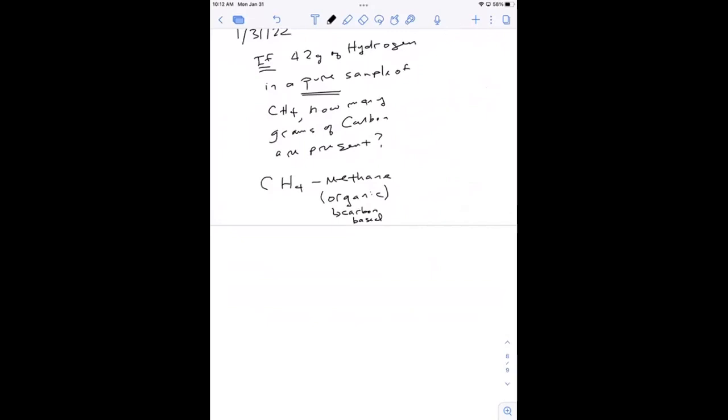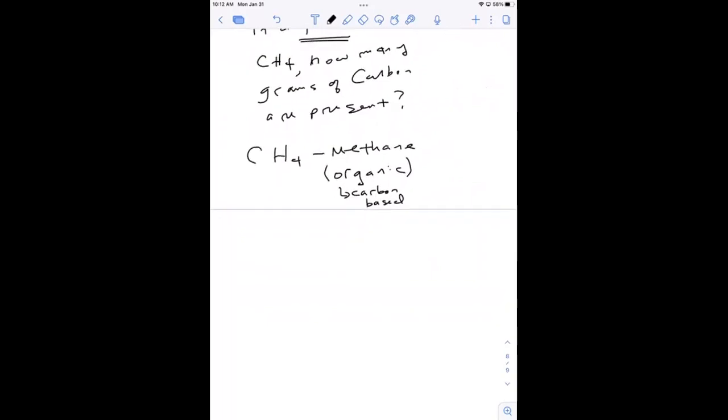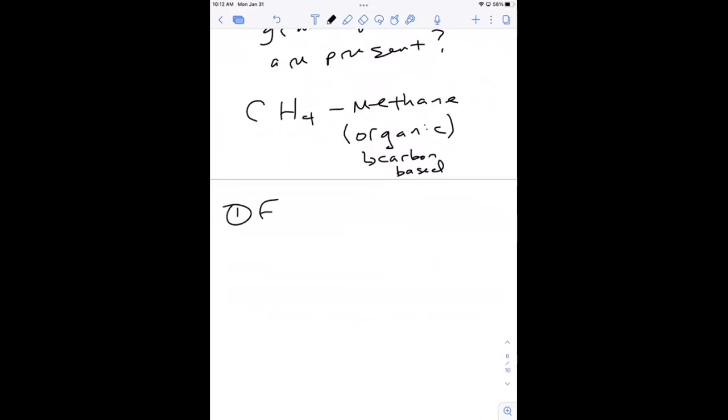So the key, number one, with these constant composition problems, is to find the periodic ratio from the periodic table. That ratio is what we use to interconvert between the atoms that make up a particular compound to figure out how much of one is present or how much of the other is present. So we need that. So we're going to find the periodic ratio.